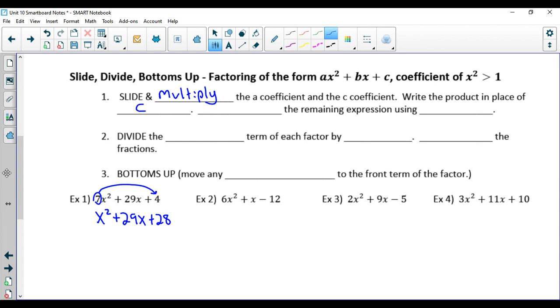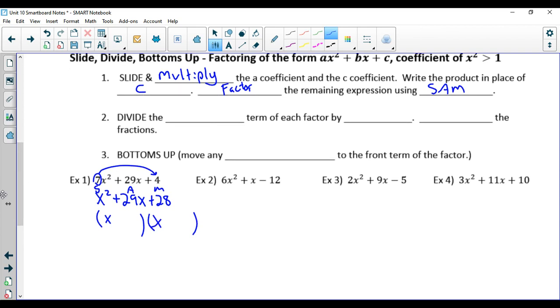The reason we're doing that is because now that we slid that over, we have a 1 in front of our x squared. So guess what we can factor that with? SAM. So we can factor the remaining expression using SAM. All right, so we're saying what multiplies to 28 and adds to 29. One and 28, both positive in this case.